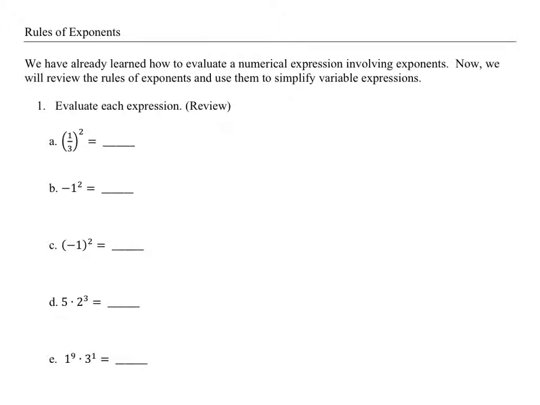So 1/3 squared will be 1/3 times 1/3. So when we multiply fractions, we multiply the denominators and the numerators together. Denominator is 3 times 3 is 9. Numerator 1 times 1 is 1. So my result is 1/9.